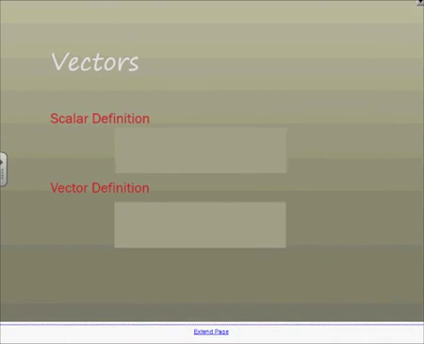Okay, so this is the third part of topic 1, physical quantities and units. We're getting into the most difficult part, which is vectors. Vectors are important in physics because a lot of motion has direction associated with it, and that's essentially what the definition of vectors is all about. We've got two types of things here: scalar and vector.